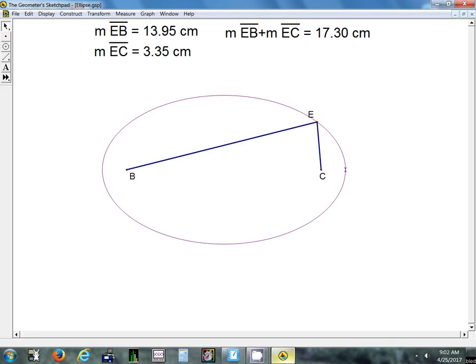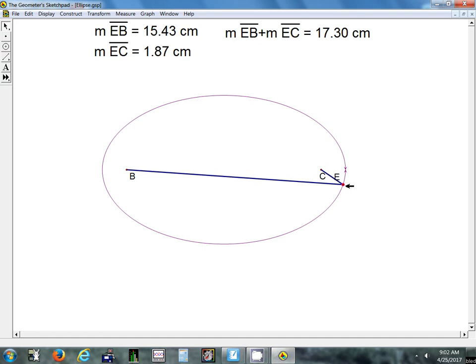So here's two fixed points, okay? Point B and point C. Those 2 points aren't going to move. Point E is a point on the ellipse. So what I'm saying is if I add the distance from B to E and the distance from C to E together, I will always get the same number. In this particular ellipse, it happens to be about 17.3. That can be different. But watch as I move it.